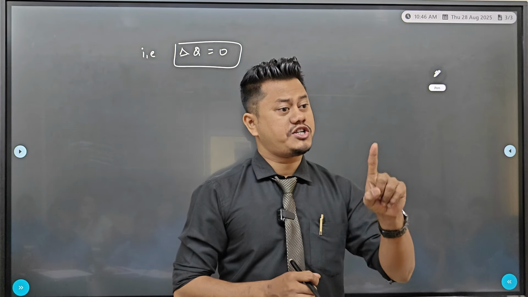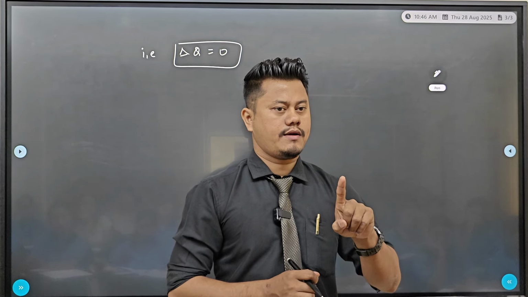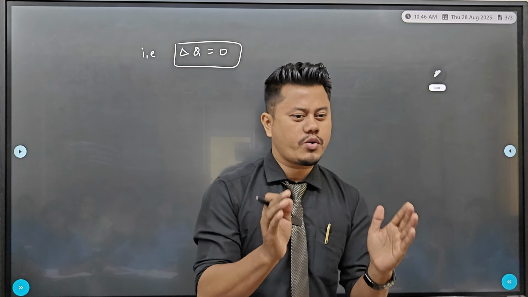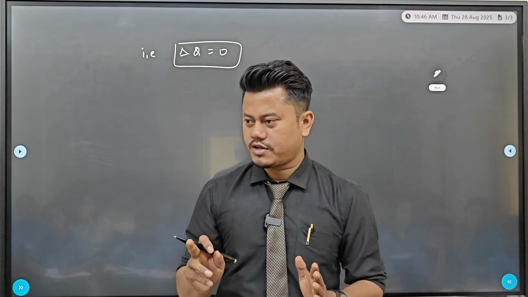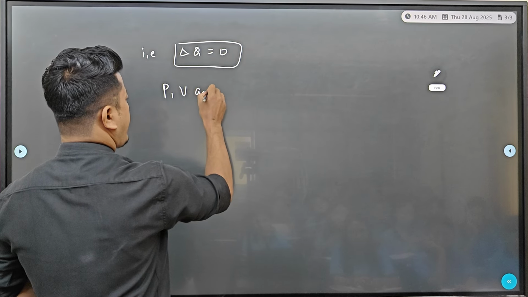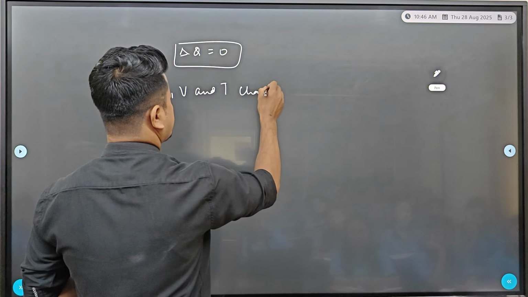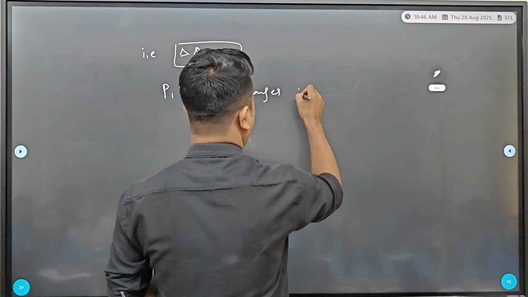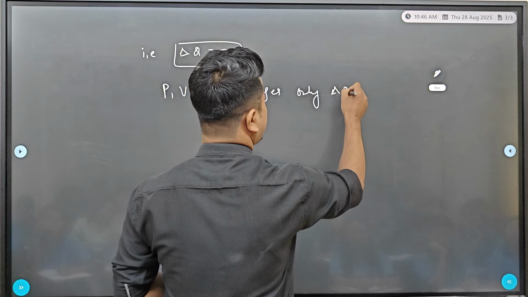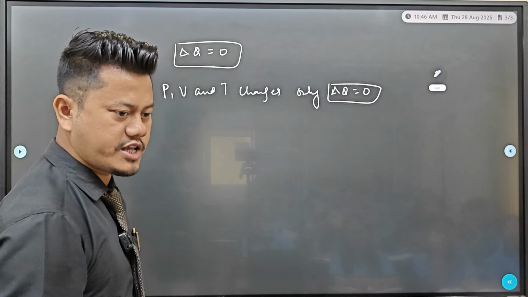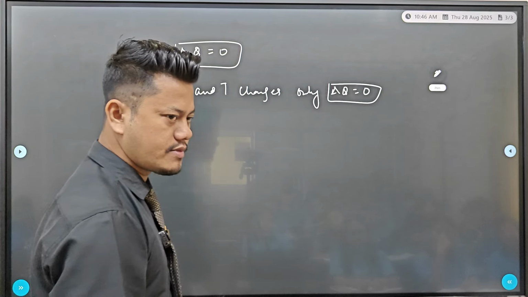Pressure, volume and temperature will be changing in case of adiabatic process. Only there will be no exchange of heat between the system and the surrounding. So what you can mention here is that P, V and T change. Understood or not? P, V and T change. Only del Q is equal to 0. Change in heat will be 0 in case of adiabatic. Is that clear?